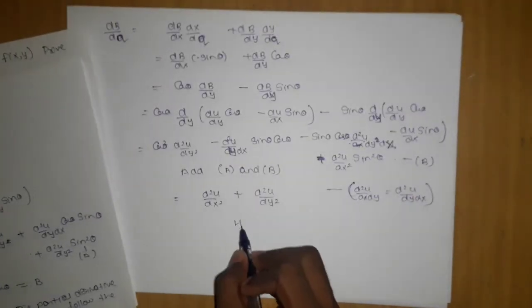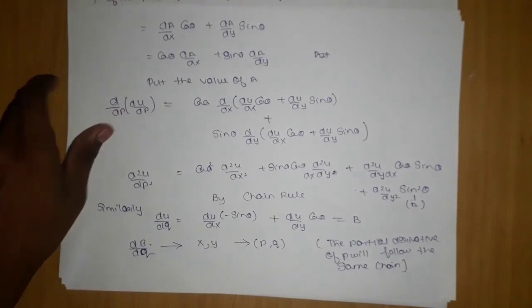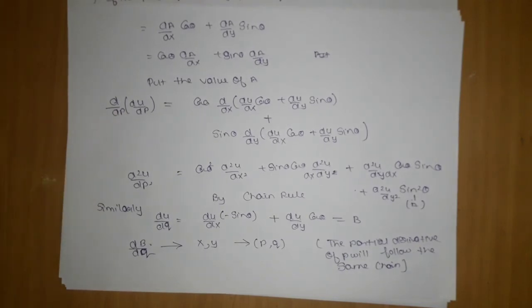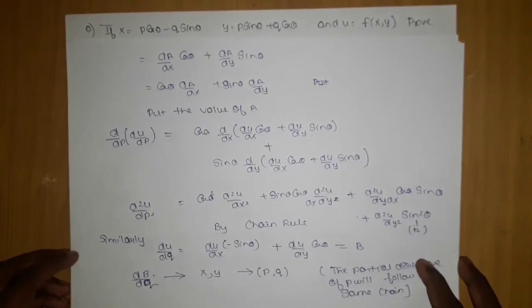So hence proved. So we are done with the chain rule, and in the next session we are going to start with implicit function, which is the next part of partial differentiation.